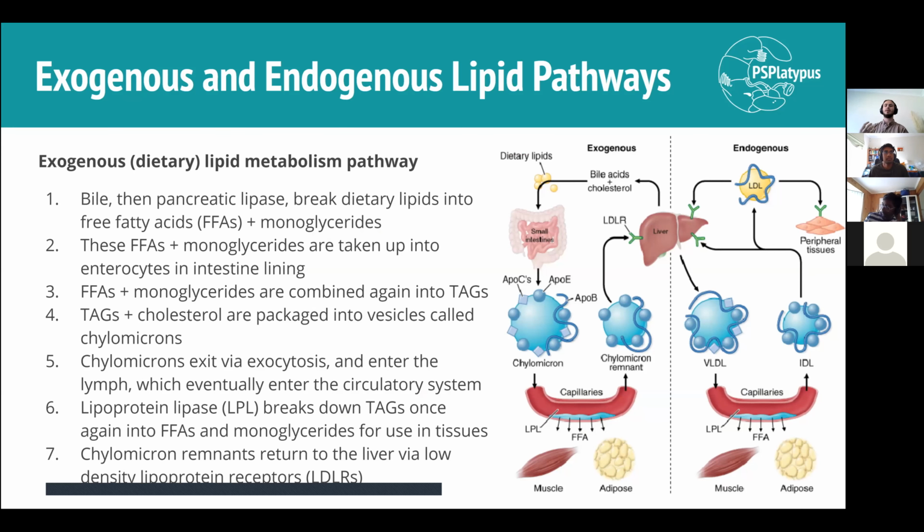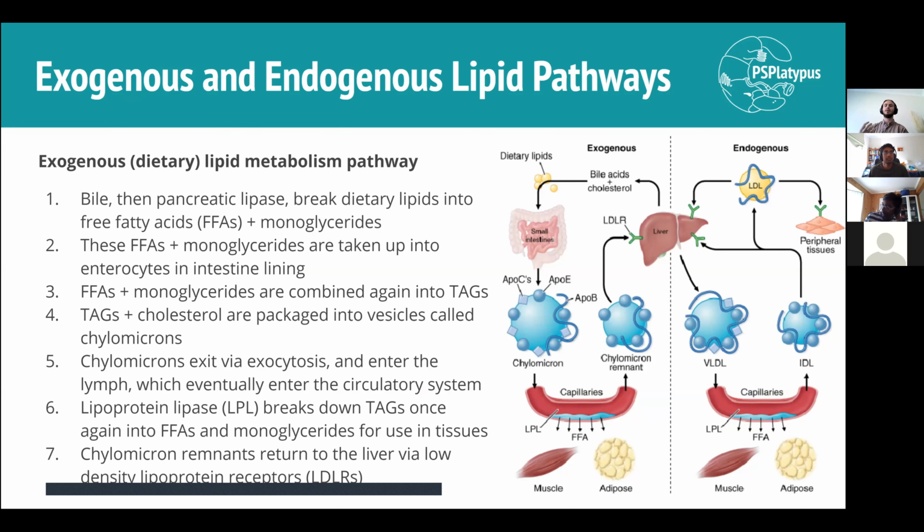And then you have an enzyme called lipoprotein lipase. Now, lipase is something that breaks down fats, and it's related to these lipoproteins. So basically, it breaks down again these TAGs back down into their smaller components, free fatty acids and monoglycerides, to be used in tissues such as muscle for energy use and adipose for energy storage.